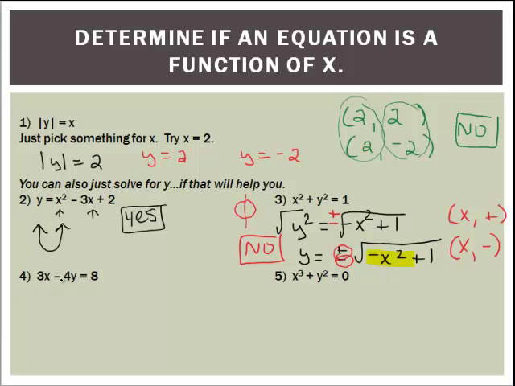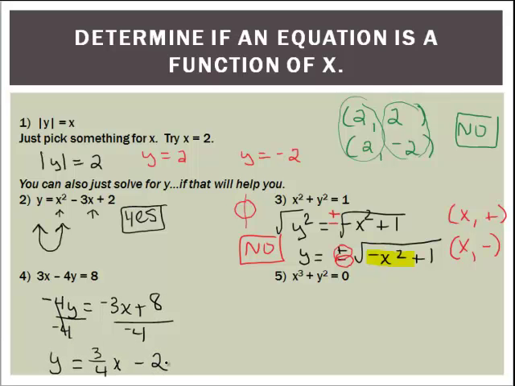So how about this one? What kind of equation is it? It's linear, right? Well, what if you don't know that? Subtract 3x from both sides so we can solve for y. So negative 4y is negative 3x plus 8. Now we divide both sides by negative 4. And we get y is equal to 3/4 x minus 2.